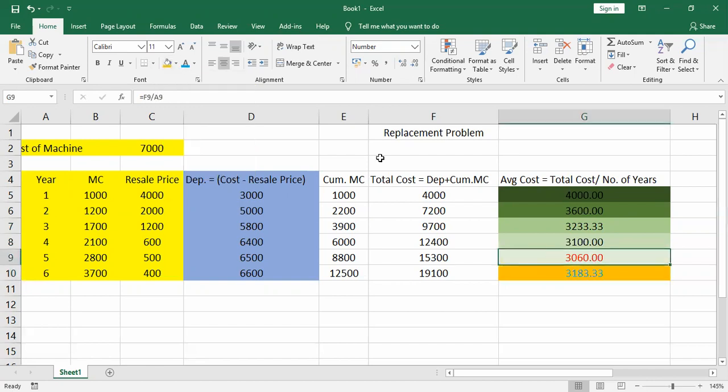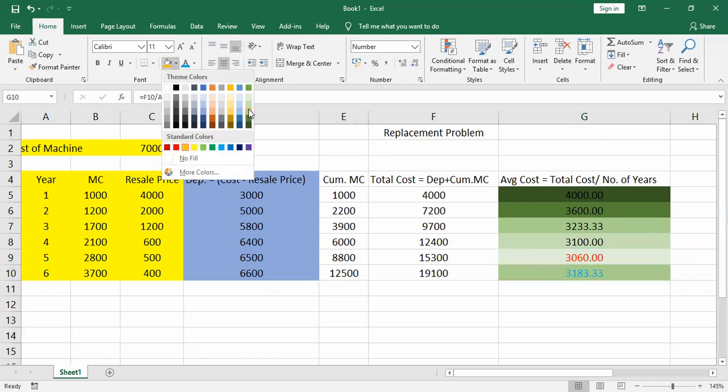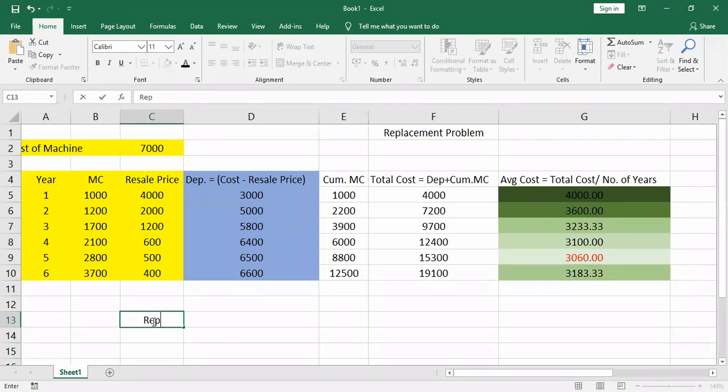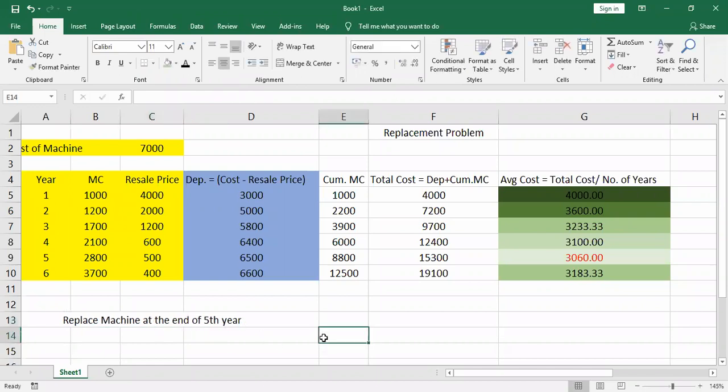So this is the time where we will replace our system. Right, everyone? I hope it is clear to everyone. So what we will do is replace the machine at the end of the fifth year. We will replace the machine at the end of the fifth year, right?